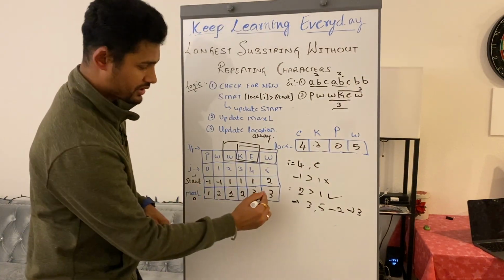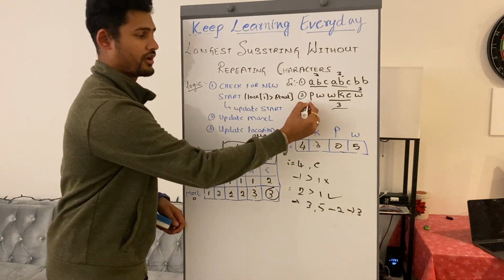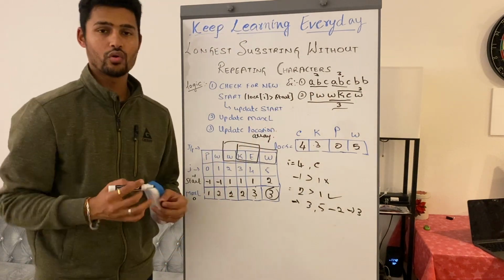So here you can see the maximum length we have found is 3. So 3 is the maximum length substring we can find in this example. You can go over the same table for this example.